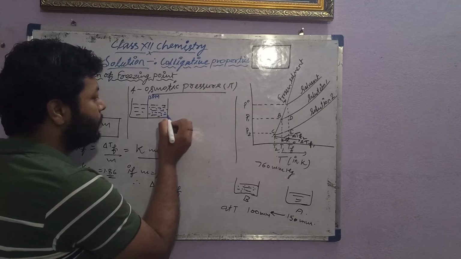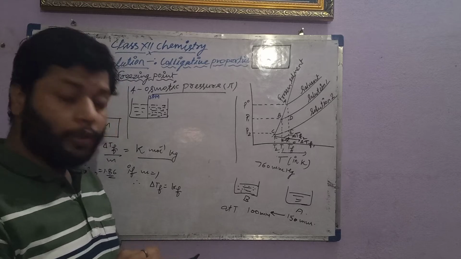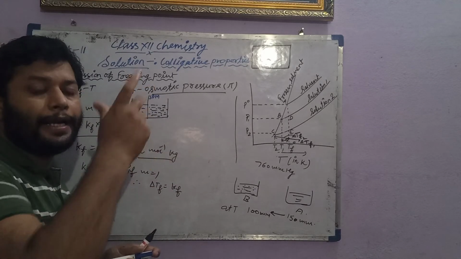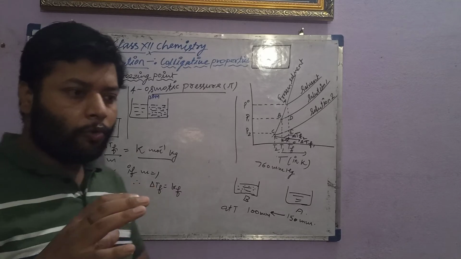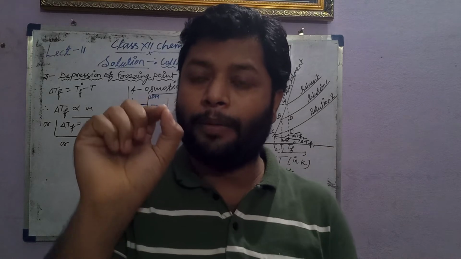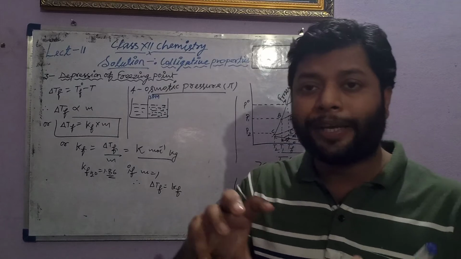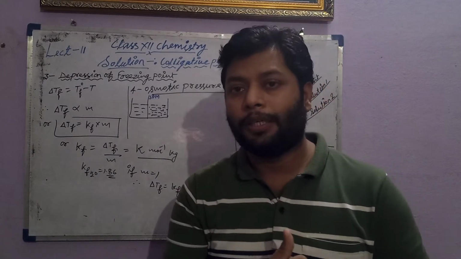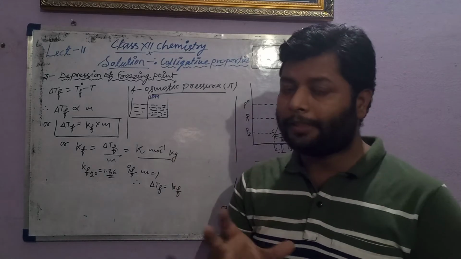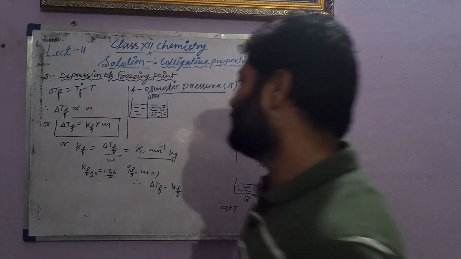There is always a tendency of flow of water molecules from the side where the water is higher in concentration. Whenever two different solutions are separated by a semi-permeable membrane, the solution has a tendency to equalize the concentration by the flow of water molecules. This is because of the difference of pressure.